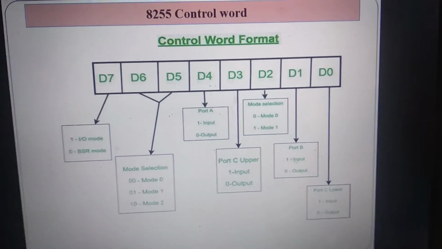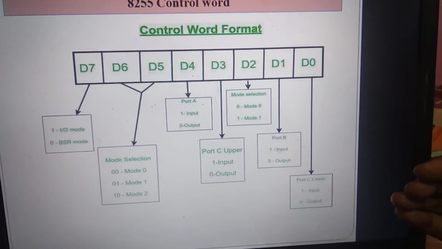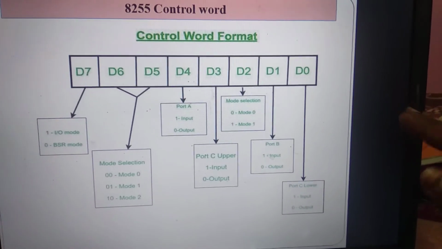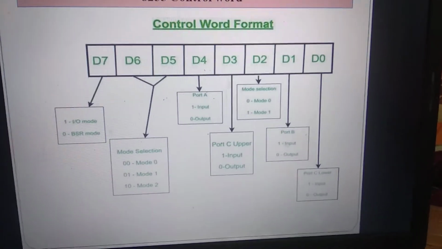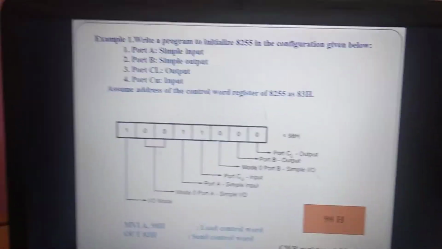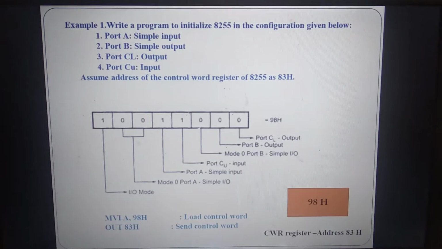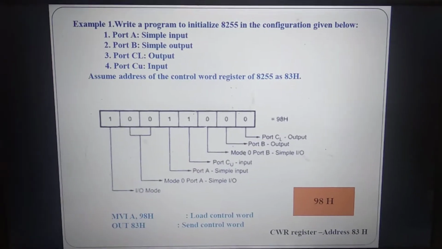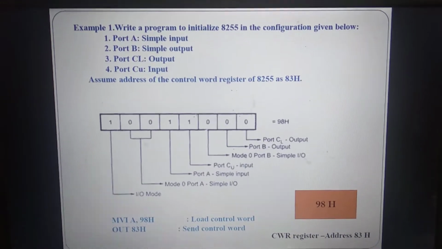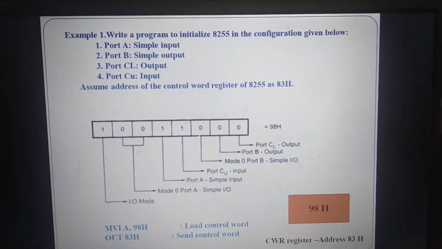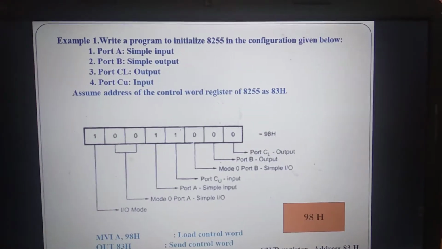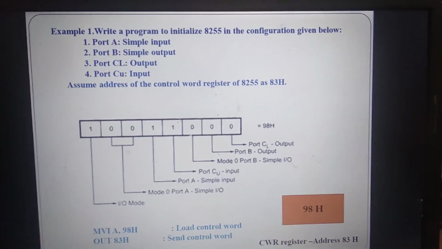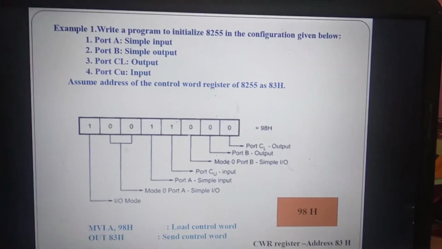So first of all, before writing any code or anything, first we need to configure this control word register. Next, I will come to one example, that is, how this CWR register content can be defined. Here one example is given where port A is to be treated as input port, port B is to be treated as output port, port C lower is to be treated as output port, and port C upper is to be treated as input port.